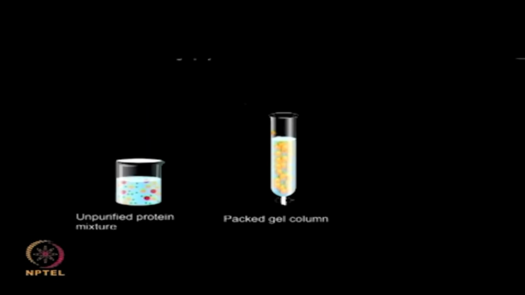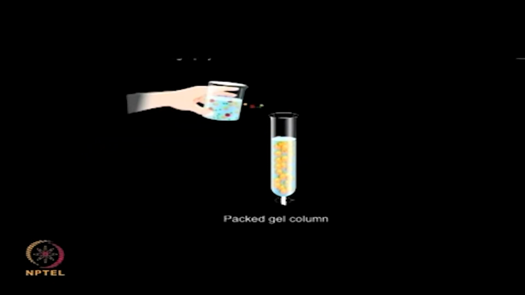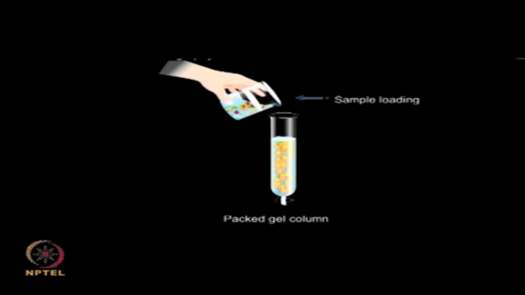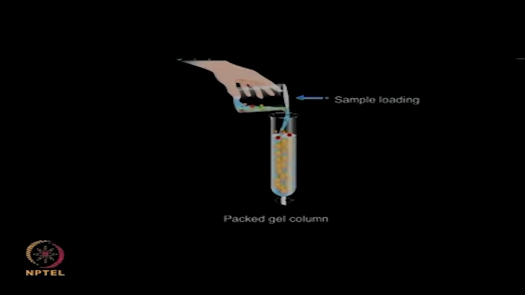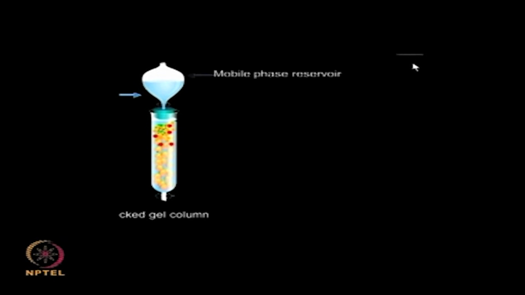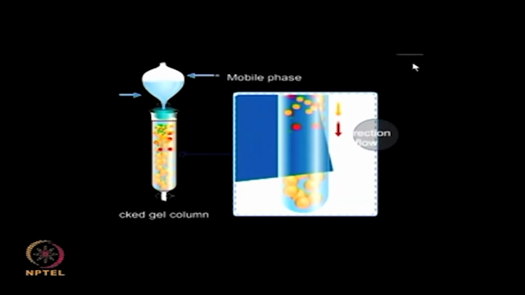So, first, the matrix which is suitable for the required protein separation is packed into the column. This packed gel matrix is then loaded with the protein sample containing a mixture of unpurified proteins of different sizes. The column is then eluted with a salt solution of appropriate concentration.